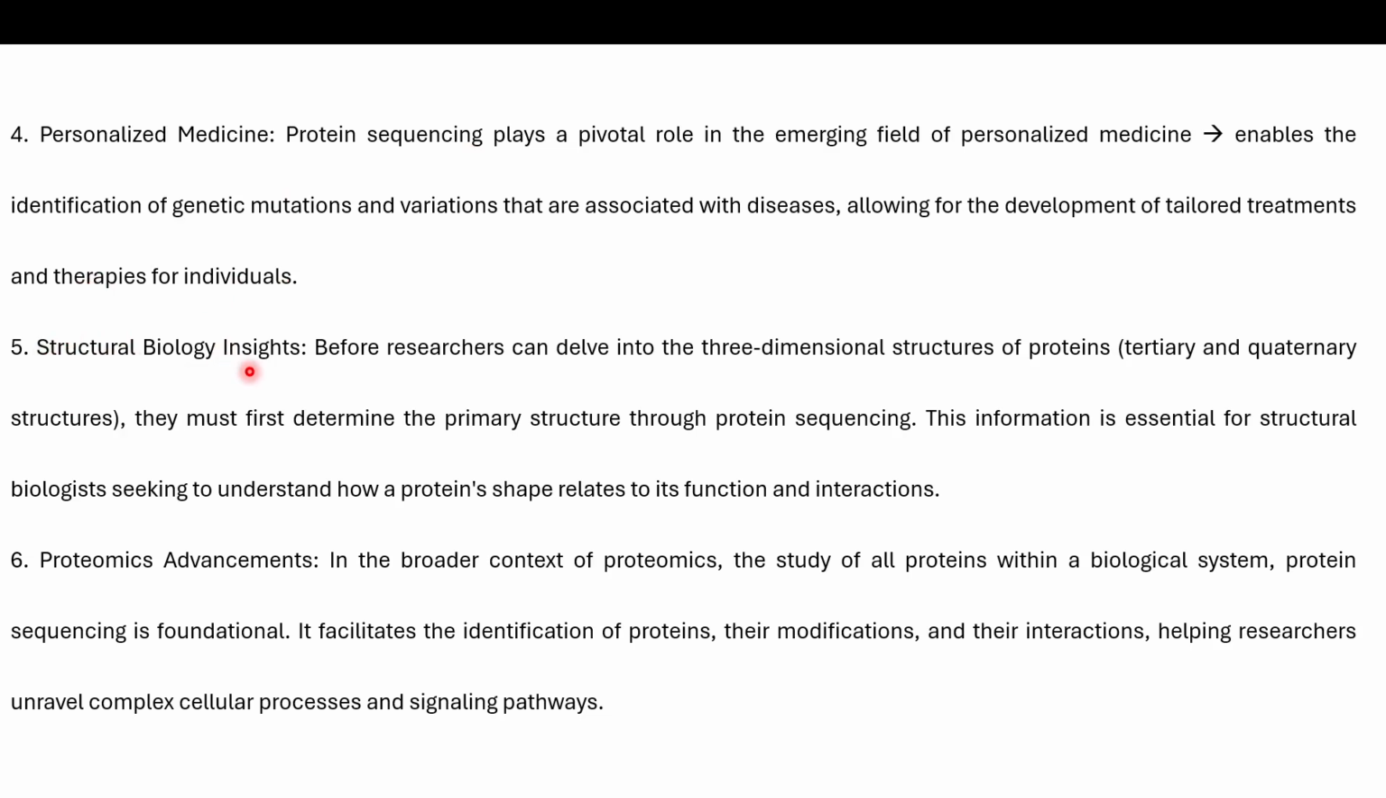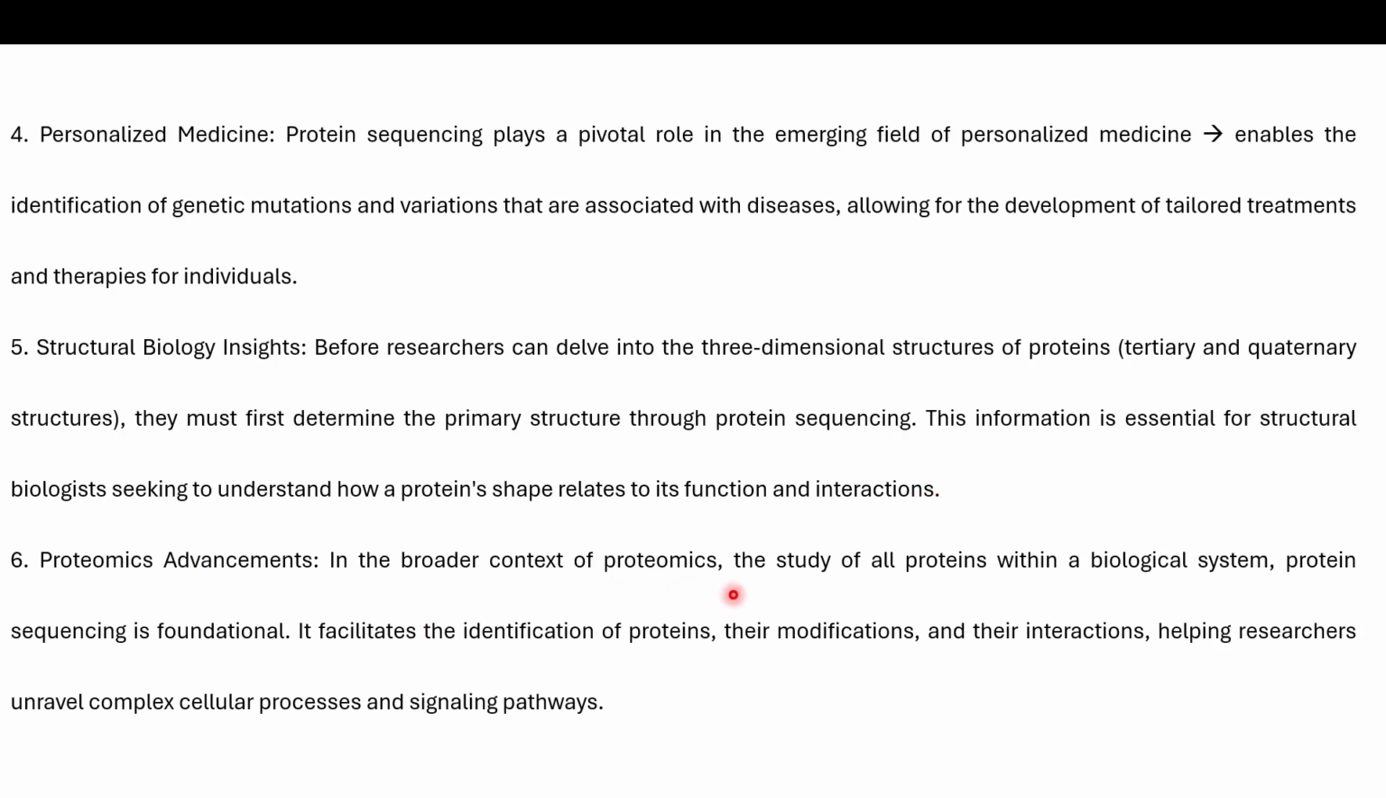Definitely one will get structural biology insights. Before researchers can look into the 3D structures of proteins, basically the folded tertiary and quaternary structures, they must determine the primary structure, which is the basic amino acid sequence, through protein sequencing. It is very crucial for structural biologists seeking to understand how a protein's shape relates to its function and interactions.